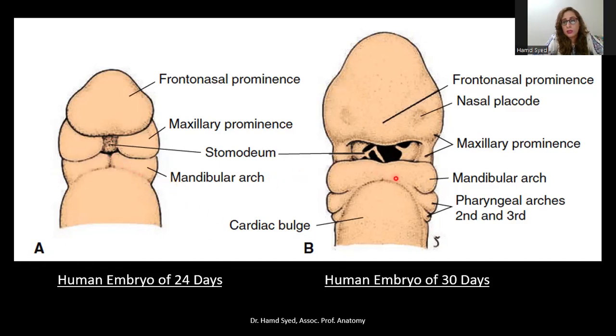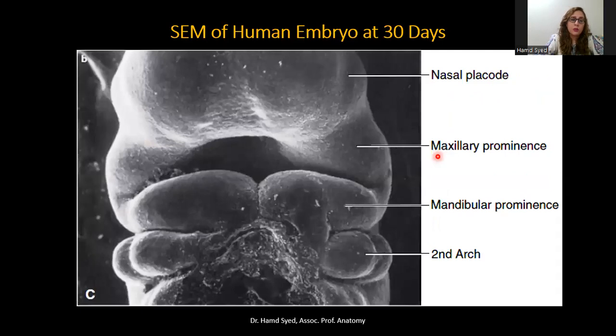If we look a few days later, at day 30 of the human embryo, we can see that these prominences are eventually going to fuse and they will form the different parts of the face. So here is the SEM, that is the scanning electron micrograph. And you can see over here, this is the human embryo at day 30. And right in the middle, this photograph is showing us the stomodeum, the central opening, which is surrounded by these prominences. Let's look at it again.